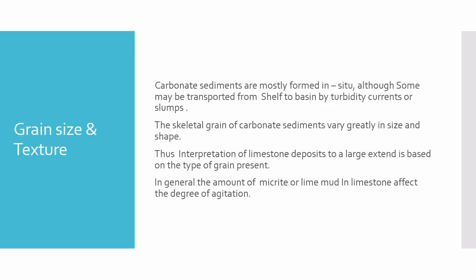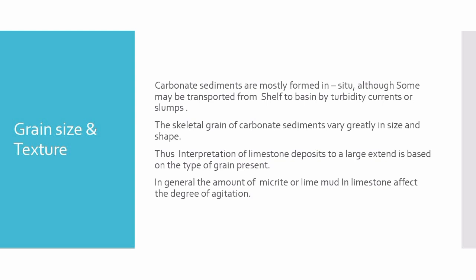About the grain size and texture, carbonate sediments are mostly formed in situ, although some may be transported from shelf to basin by turbidity currents or slump. The skeletal grains of carbonate sediments vary greatly in size and shape. Thus, the interpretation of limestone deposits to a large extent is based on the type of grain present. In general, the amount of micrite or lime mud in the limestone affects the degree of vegetation.